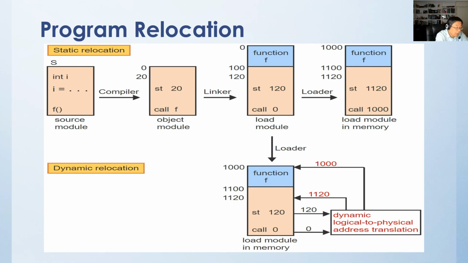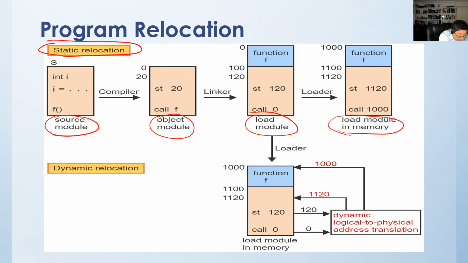Okay, so here's a summary of the program relocation we just talked about in the previous slide. We talked about static relocation. We transfer from the source module to the object module, and then to the load module, then to the load module in memory. Just pay attention to the logical address change. In the object module, the logical address starts from 0, but in the load module, the logical address changed from 0 to 100 and from 20 to 120.